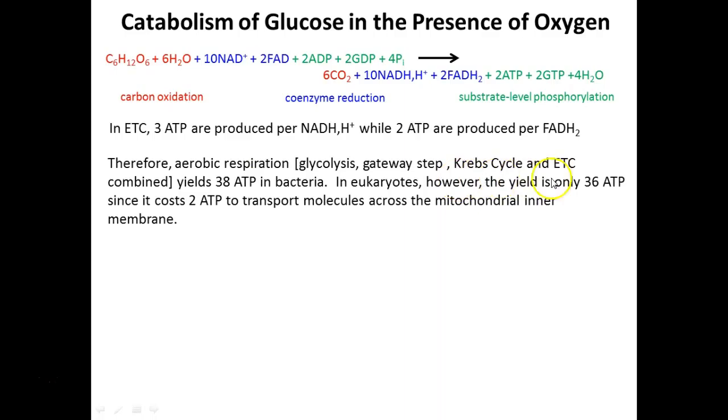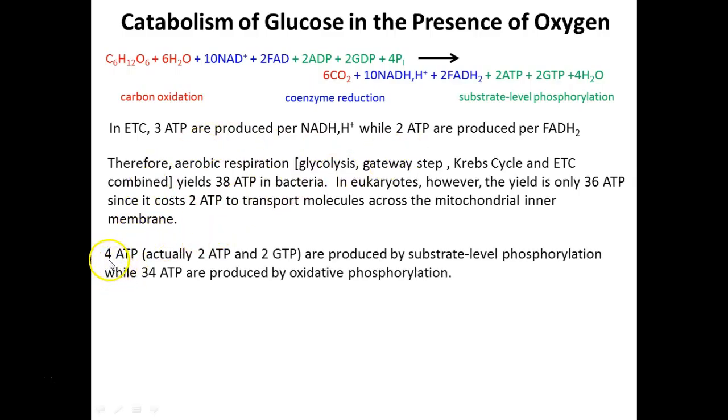Eukaryotes, however, only produce about 36 theoretically, because they have to expend some to move across the membranes of the mitochondria. Glycolysis happens outside the mitochondria, but the Krebs cycle happens inside. So you lose energy as you transport the pyruvates into the inside of the mitochondria.